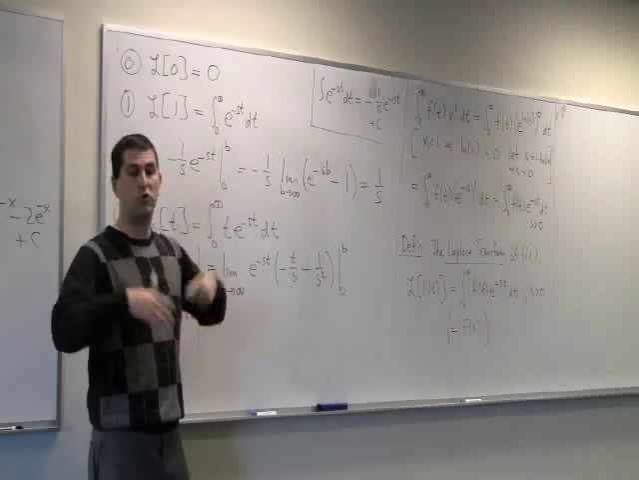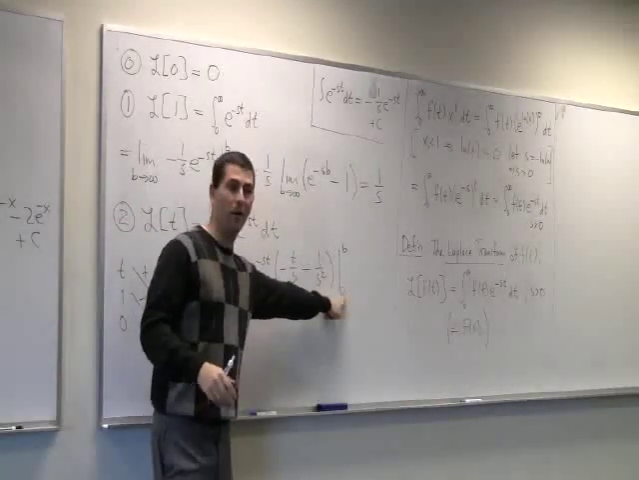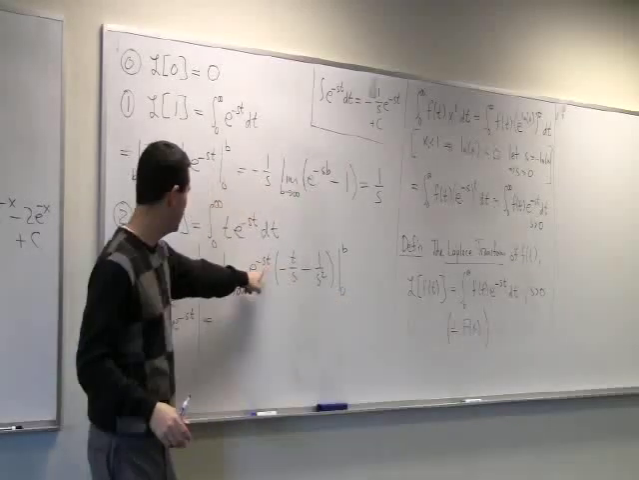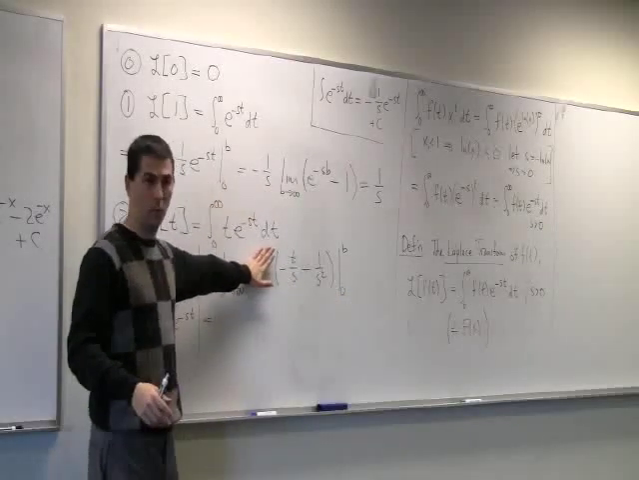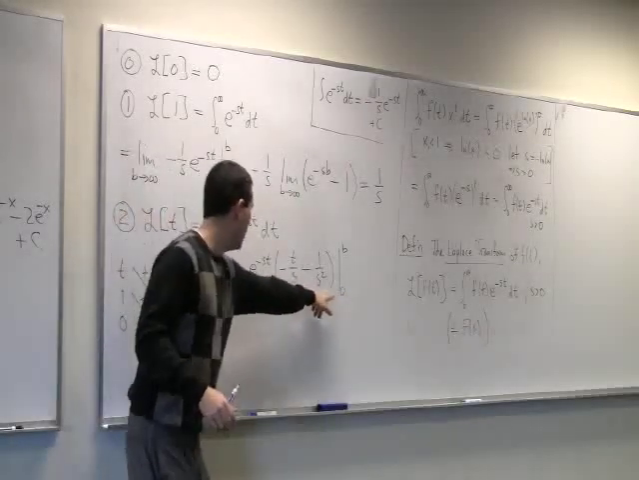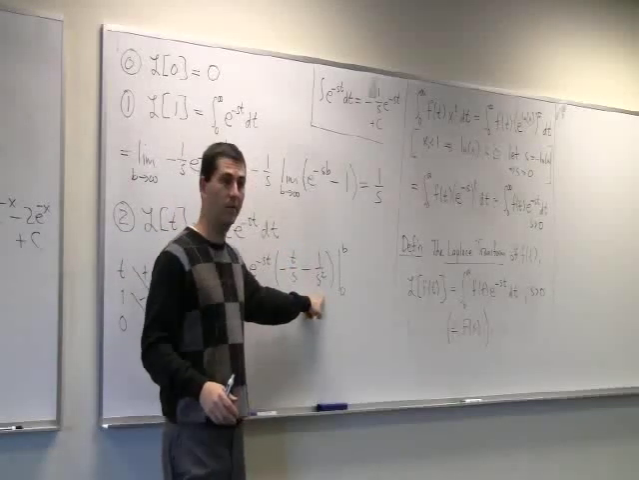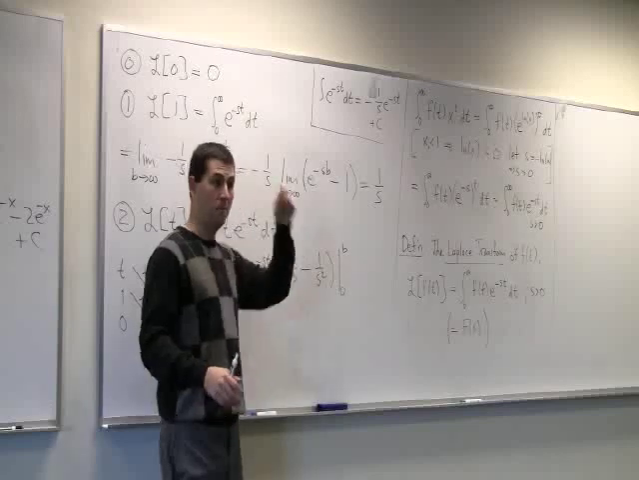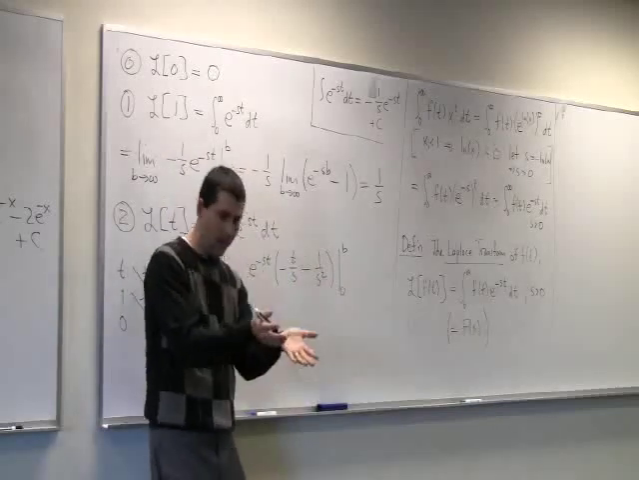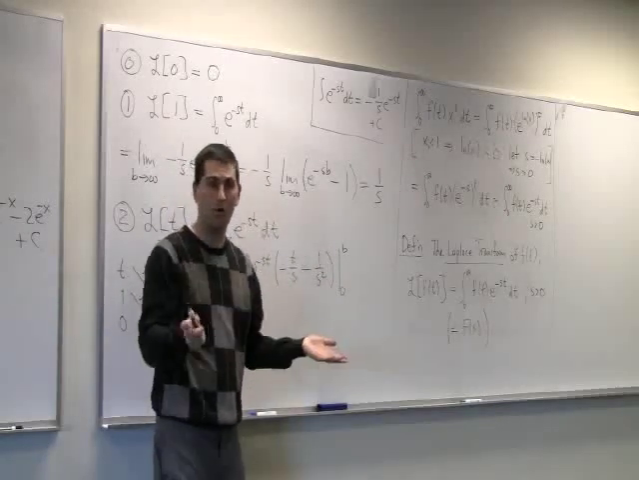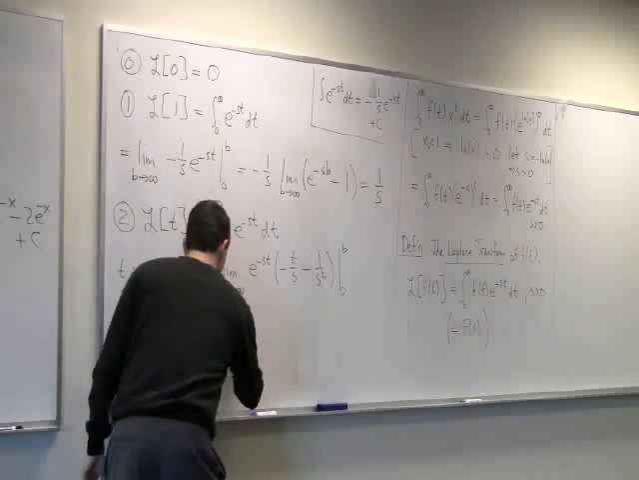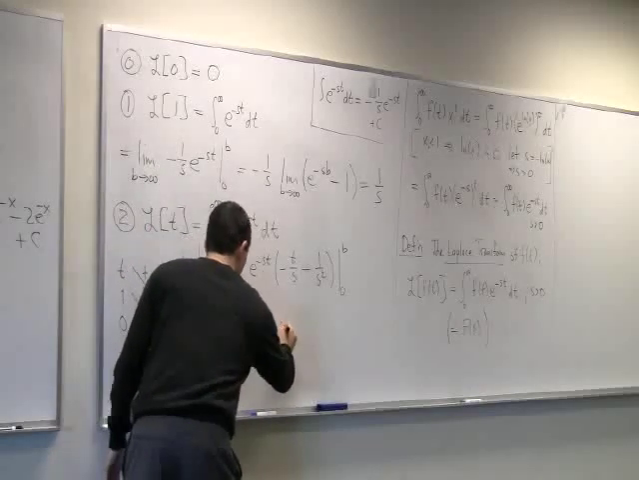Okay, then you need to subtract what happens when you plug in 0. When you plug in 0 here, that just goes to 1, no problem. This dies, and you're left with minus 1 over s squared. So in the end we get minus 1 over s squared, or 1 over s squared, with s greater than 0.